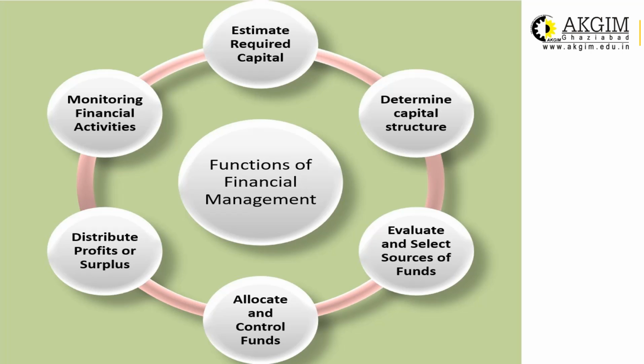So when you want to decide the source, you have to check all these factors which are related to selection. Then, allocate and control funds. Once you get your fund, it will be allocated to the different financial activities for which you arranged the fund. Then, distribute the profit.